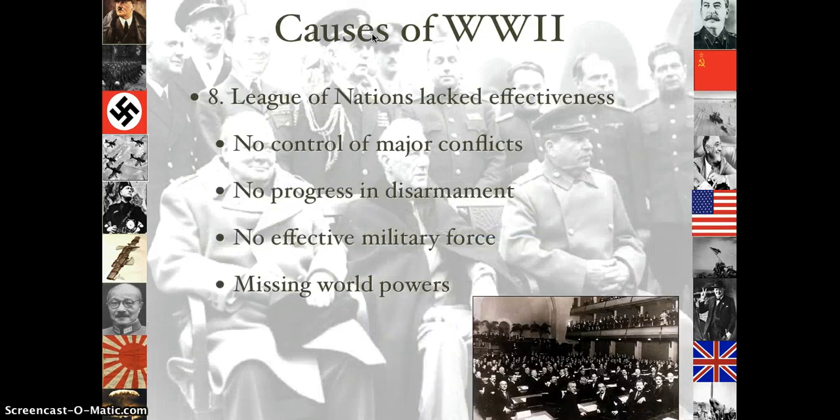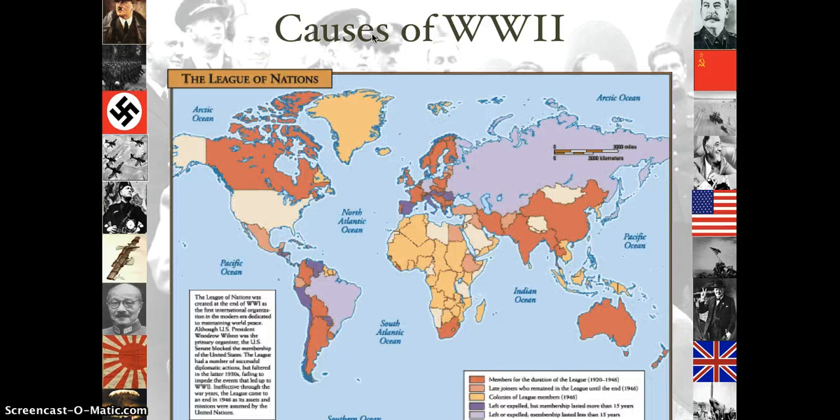Additionally, the international organization that was there to create peace, the League of Nations, really was not effective. They didn't control any major conflicts. They didn't help with getting rid of guns. They didn't have a military force, and there were missing powers like the United States. You can see there, countries will leave who we see as maybe the bad guys or the less than desirables around the world, like the Soviet Union or Germany eventually. Italy and Spain will drop out, and the Japanese. If it's a world organization, not everybody's in, and so this causes some problems.